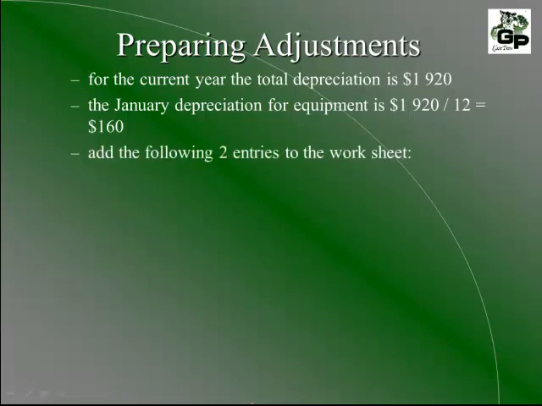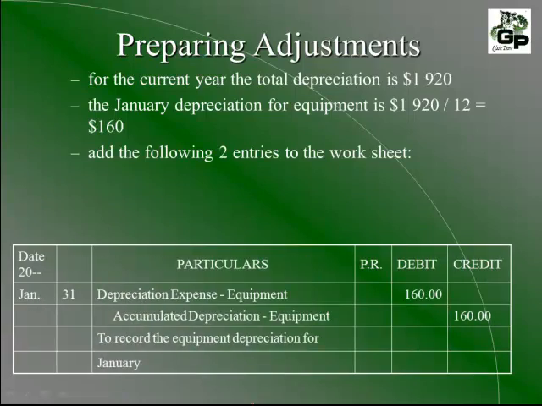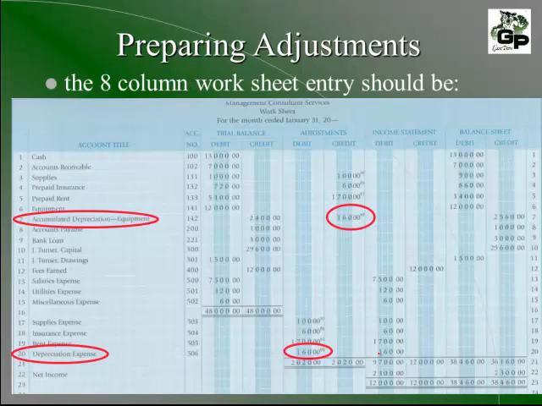Add the following two entries to the worksheet. These journal entries are: depreciation expense for equipment is $160. This is the debit entry. The accumulated depreciation for equipment will be credited $160. The description is to record the equipment depreciation for January.